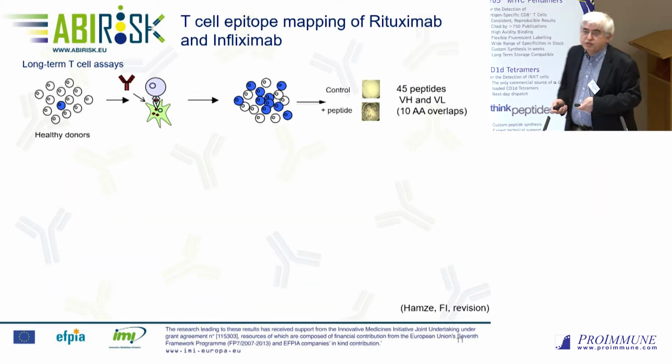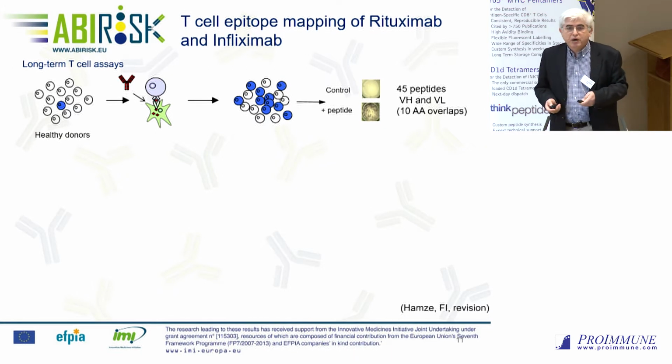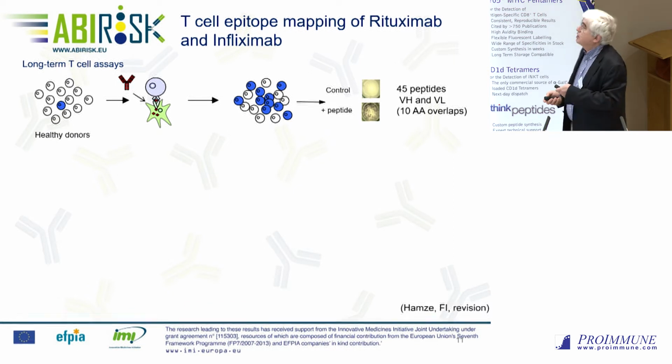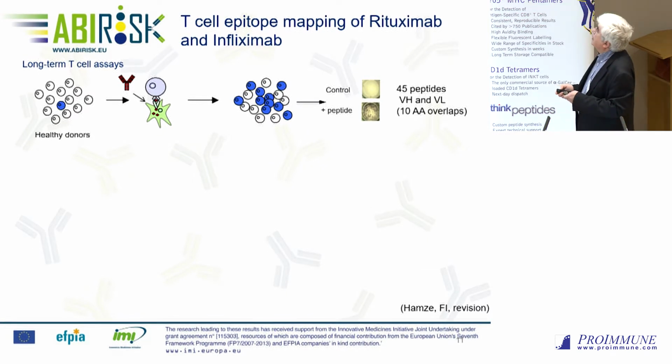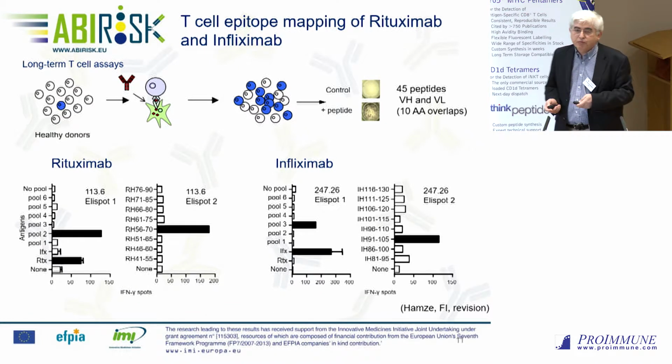In the frame of ABIRISK, we continue to work with these antibodies, and we have definitively mapped the T-cell epitopes of these antibodies. I will show you for Ritux and Inflix. We applied exactly the same strategy, but at the end we screened the cells with overlapping peptides. This is the kind of data we get: from the first ELISpot we have a response to Ritux to one pool of peptides and finally to one peptide, and for Inflix it is the same. At the end we get 9 epitopes for rituximab and 9 epitopes for infliximab.